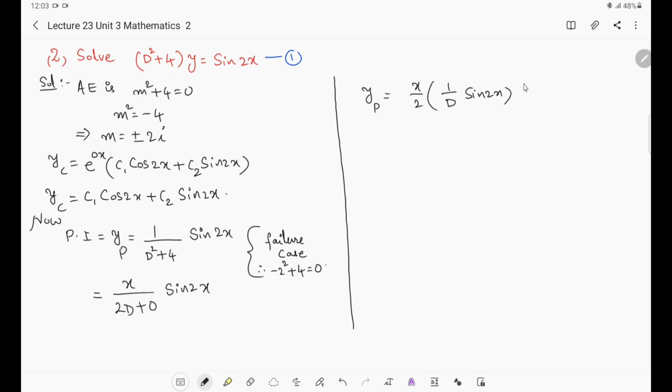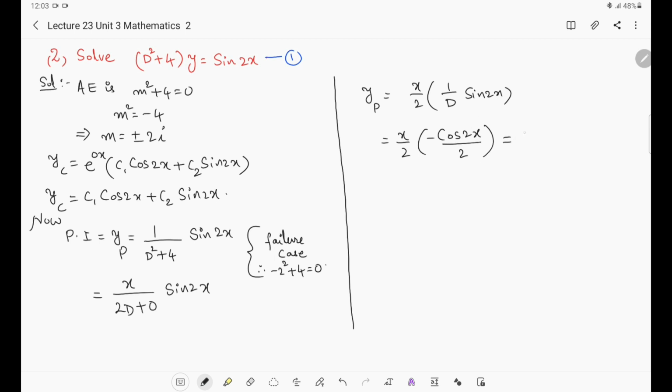What is 1 by D now? Already we have discussed, if D is the differential operator, then 1 by D is called the inverse operator, and it is treated as integration. Then the integration of sin 2x, with x by 2. The integration of sin 2x is minus cos 2x by the derivative of 2x, which is 2.